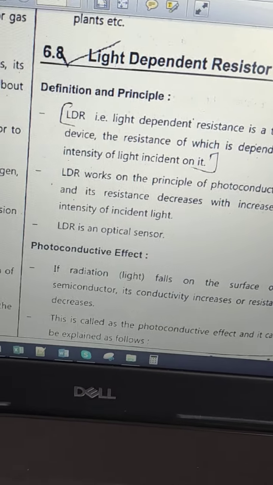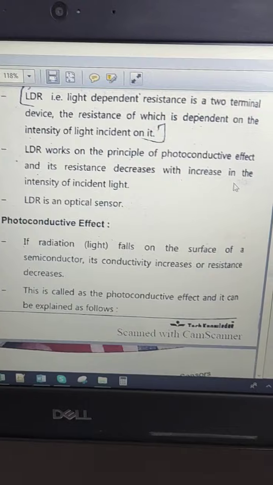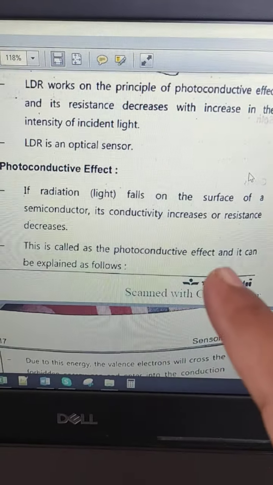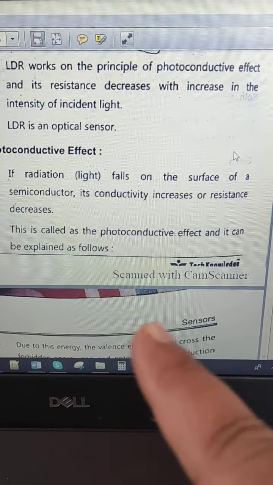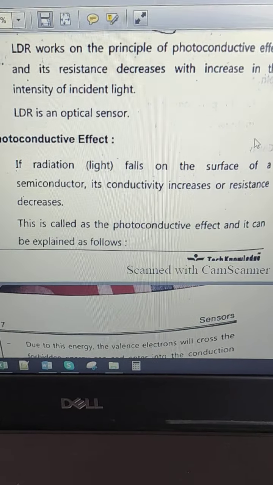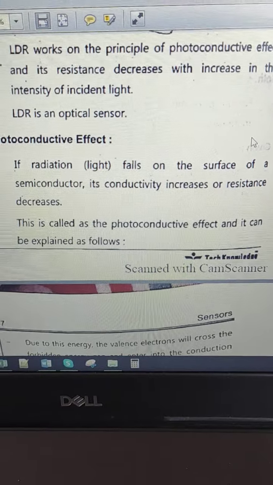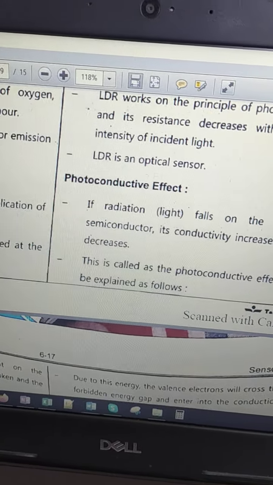LDR is an optical sensor. Now we will see the photoconductive effect. If light falls on the surface of a semiconductor, its conductivity increases or resistance decreases. This is called the photoconductive effect. So this is very simple. When we make light incident on the surface of a semiconductor, its conductivity increases or resistance decreases. That effect we call the photoconductive effect.